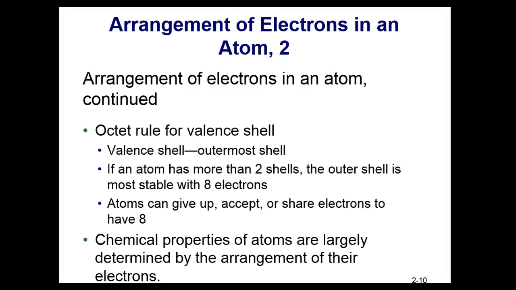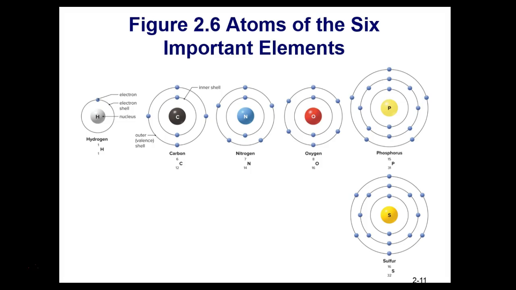Covalent bonds is going to be the sharing of electrons. Ionic bonds, that's when you're going to have an ion that can actually give up an electron, or you're going to have an ion that's going to accept an electron. This is your octet rule here.